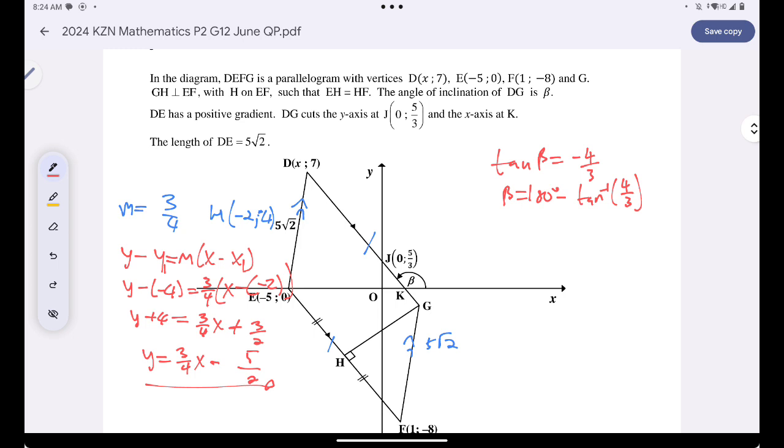And then what will I get? I'll get that beta is equal to 126.87 degrees.